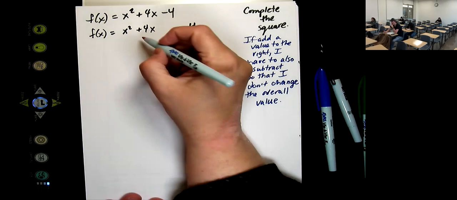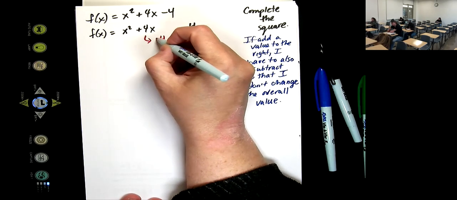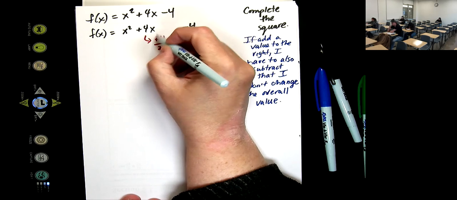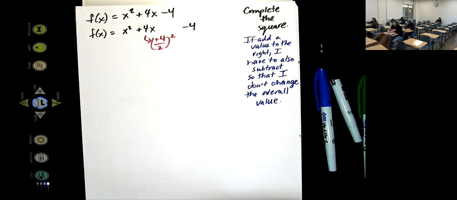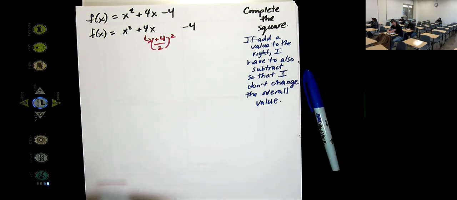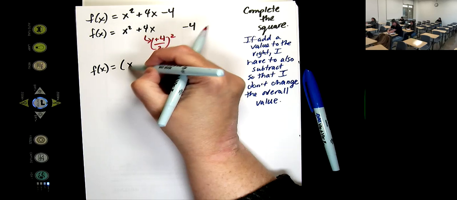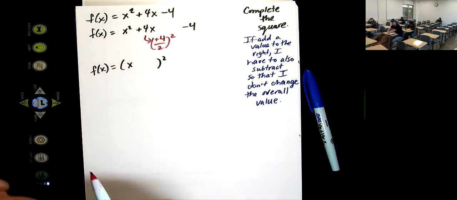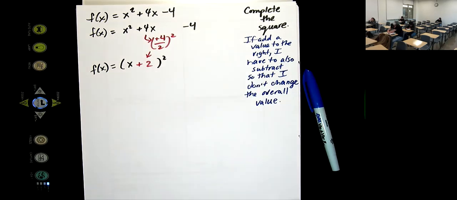So when we completed the square, we would take that, divide it by 2 and square it. And what went in parentheses was that value before we squared it. The question is, what do we do with the rest?